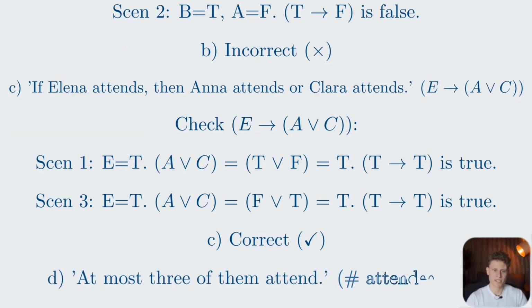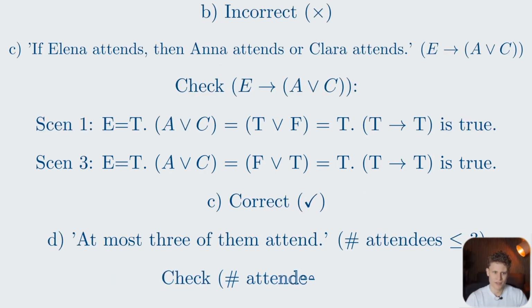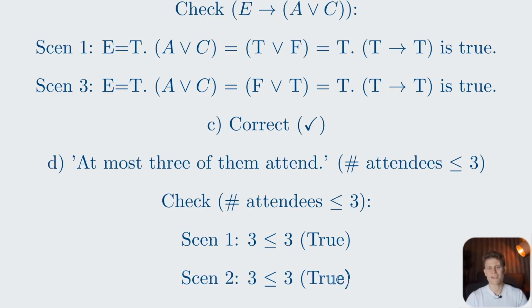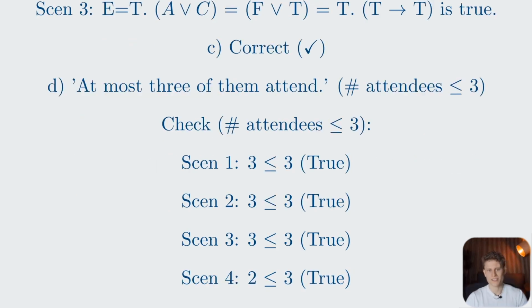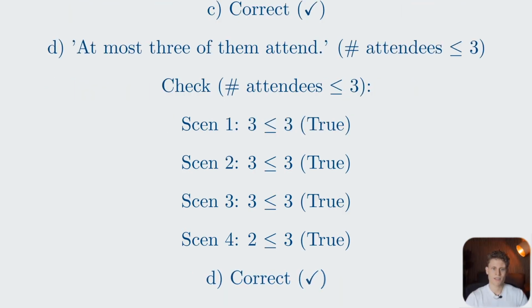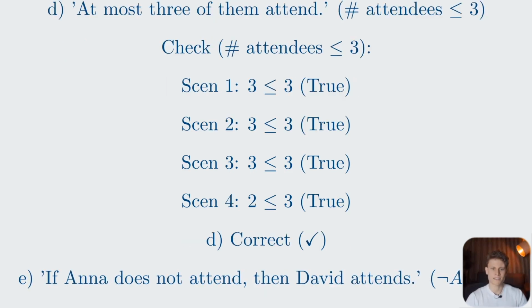For statement D, at most 3 of them attend. This means the number of attendees can be 0, 1, 2 or 3, but not 4 or 5. Let's look at the attending column in our summary table. For scenarios 1, 2, and 3, 3 people attend. For scenario 4, 2 people attend. In all 4 valid scenarios, the number of attendees is 3 or less. Therefore, statement D must be true. Statement D is correct.